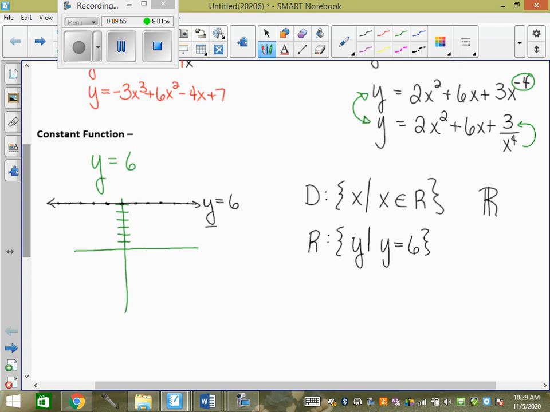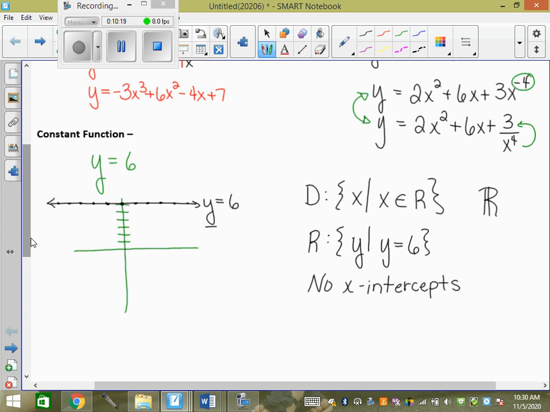How many times does this cross the x-axis? None. So for almost every constant except for 1, I have no x-intercepts. There is one constant function where I have an infinite number of x-intercepts. Do you know what that might be? What equation y equals what would give me an infinite number of x-intercepts?